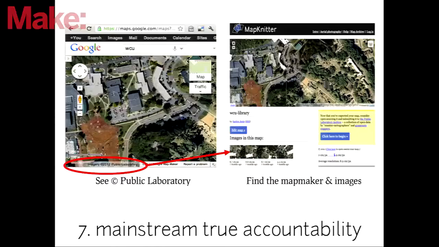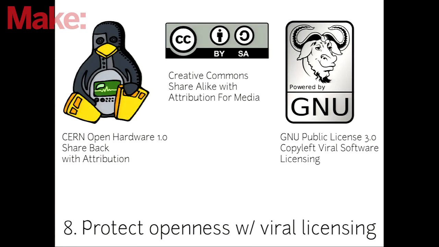Showing an example again of our data in Google Maps, we believe in mainstreaming true accountability so that normally only industry or government can issue data, but by democratizing who has the ability to speak in these languages of power, we can hold those institutions accountable. And all of this way of working, we protect with open source licenses from our hardware, documentation, and software.